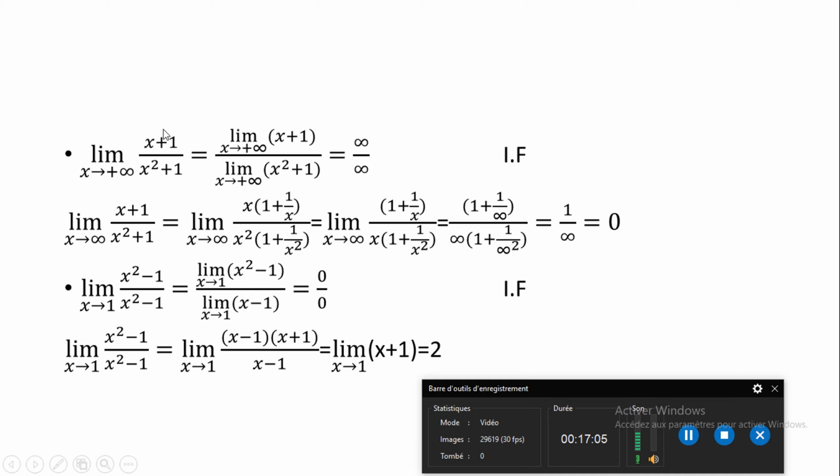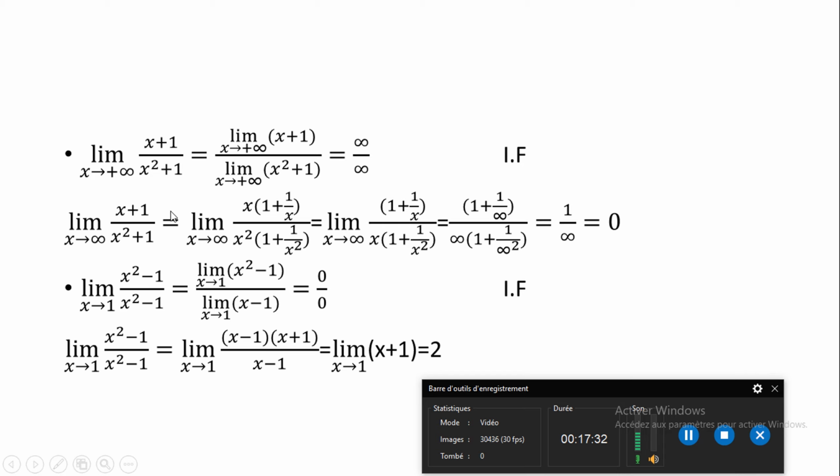Another example of indeterminate forms: we have here the limit when x goes to infinity of (x plus 1) over (x squared plus 1). So we're just gonna replace here infinity and infinity, and we're gonna get infinity over infinity, which is an indeterminate form.